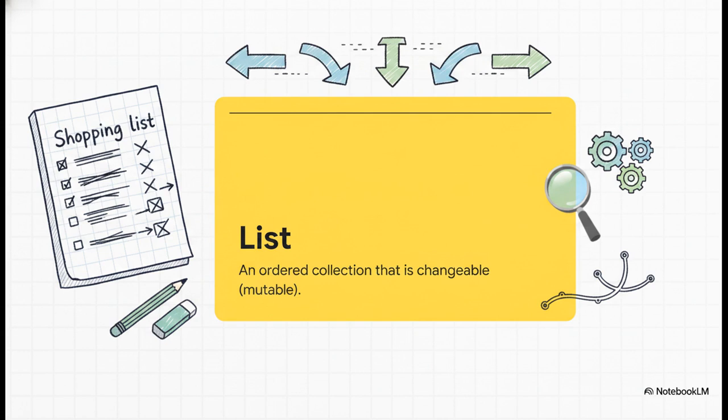Think of it exactly like a flexible grocery list. You write down what you need, but while you're at the store, you can cross things off, add a new item at the very bottom, or just swap out one brand for another. The list just adapts to your immediate needs.